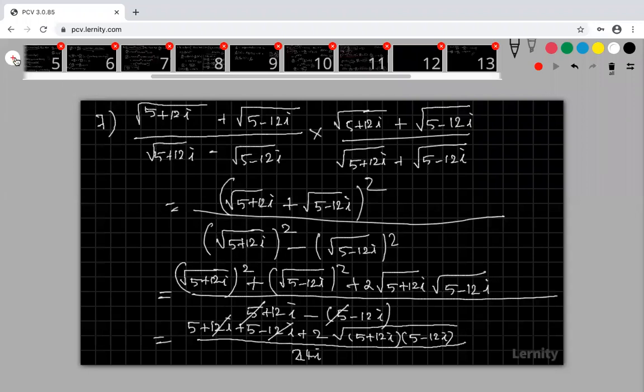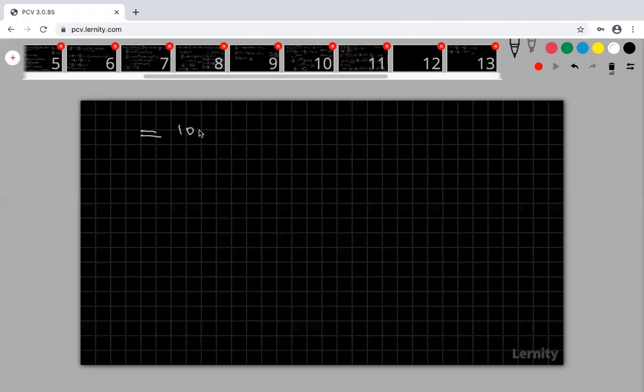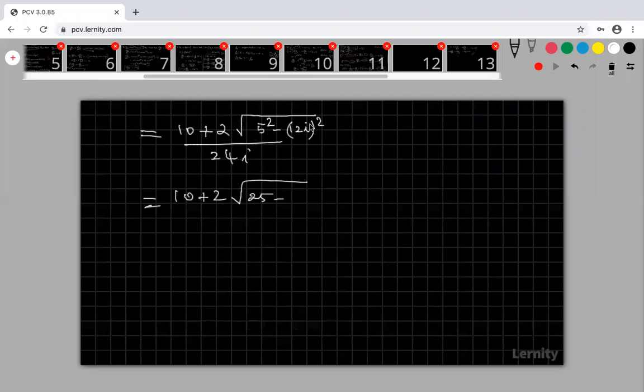What is the answer you are getting here? 10 plus 2 into root of 5 square minus 12i the whole square, divided by 24i. So therefore, this is 10 plus 2 into, this is 25. My i square is minus 1, so plus 1. My 12 square is 144, divided by 24i. So this answer is 10 plus 2 into 25 plus 144. My answer is 169. Root 169 is nothing but 13.